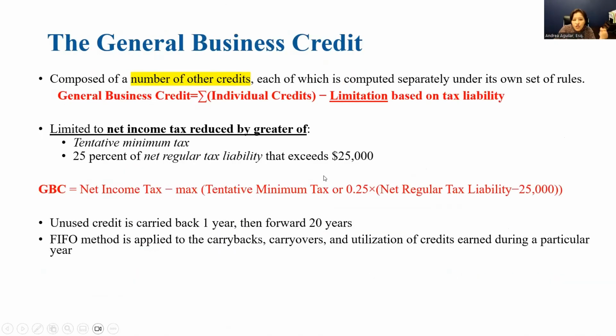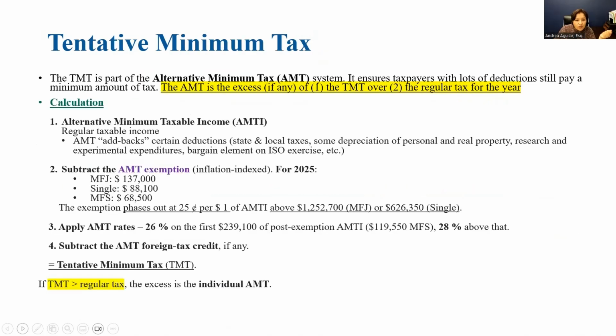But we wanted to know how much of the general business credit I can claim in any given tax year. That was the question. How much of the general business credit can I claim in any given tax year? And to do that, to arrive to this calculation, we wanted to know what was the tentative minimum tax. Okay, now that we know what is a tentative minimum tax, we can proceed with the calculation.